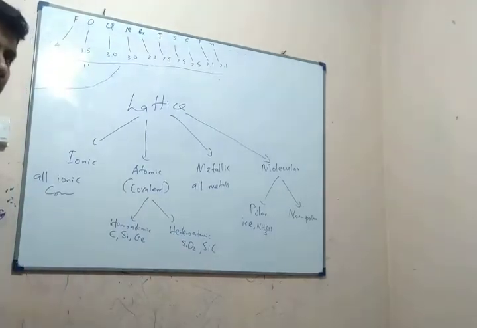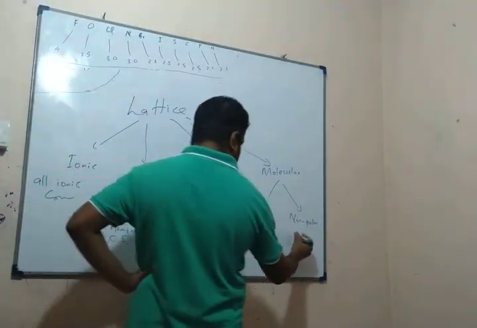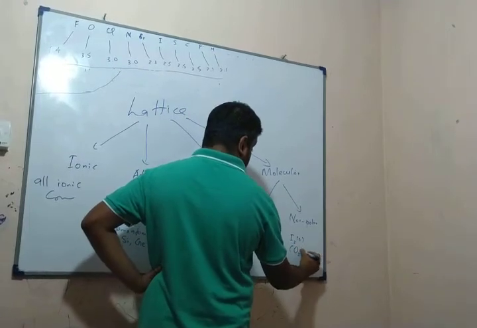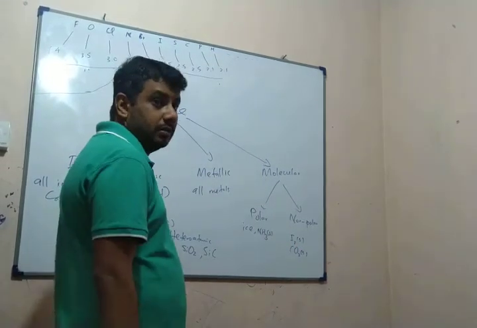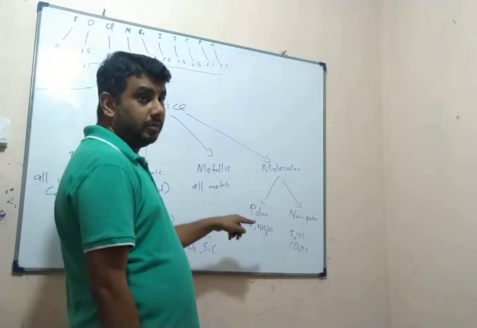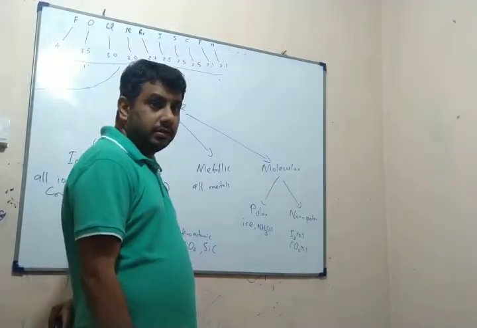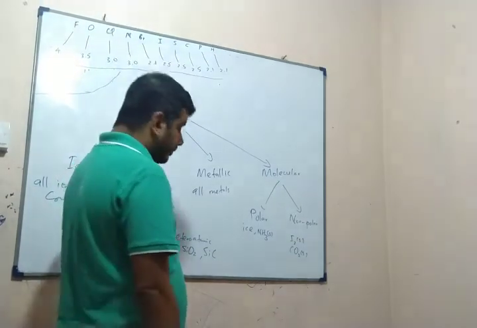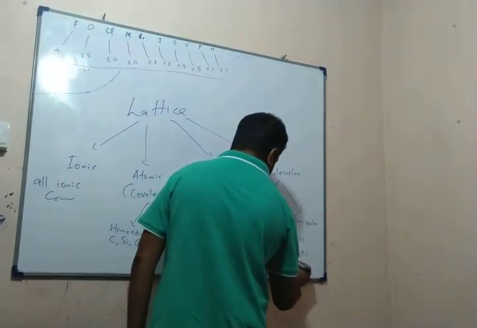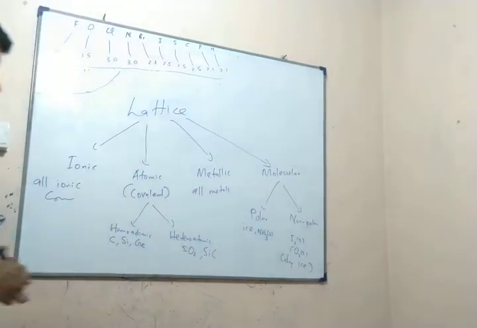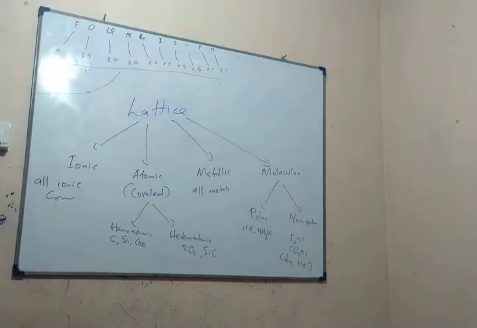Non-polar: I2 solid, CO2 solid. What's the common name for H2O solid? Ice. CO2 solid? Dry ice. That's the common name for CO2 solid.